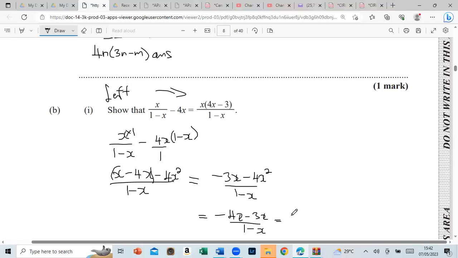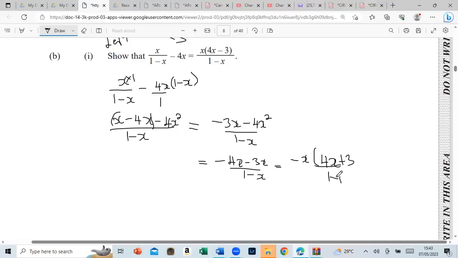The minus x right here. Then this into this would leave 4x plus 3 over 1 minus x. Well, I guess they divide by negative 1. No, this is not right. So I did something wrong. All right, let me just check back.